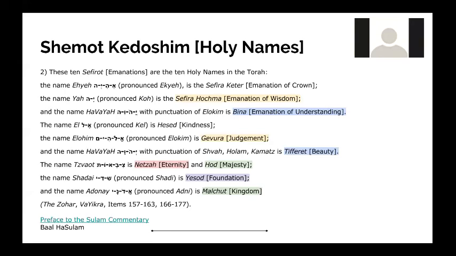There's a lot here, but the ramifications of this are enormous. I'd like to know more. And each of the names, of course, is representing different emanations.